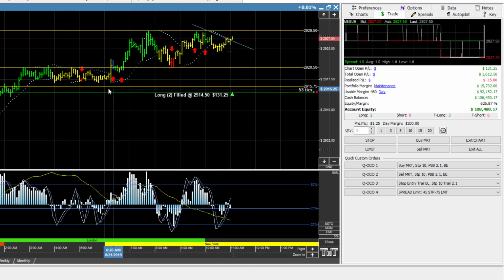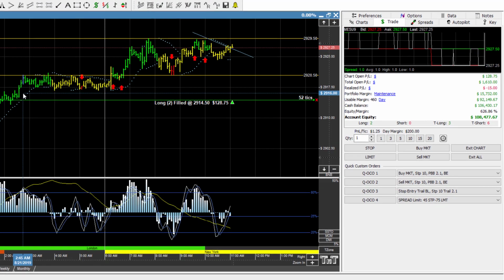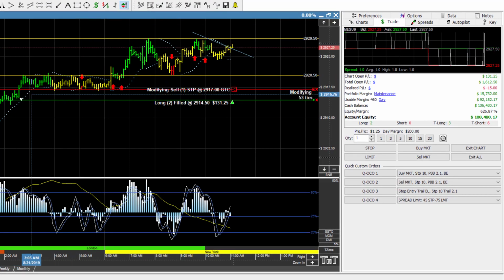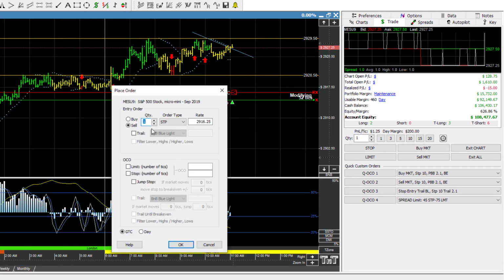So now we have a new order, which is sitting where? Right here behind this area of support, where we would have gotten out of the market had we been wrong and the market started to turn against us. So that's a great place to put our stop. And if we put our stop right there, you'll notice that it's still protecting us from any losses. We would have no losses.